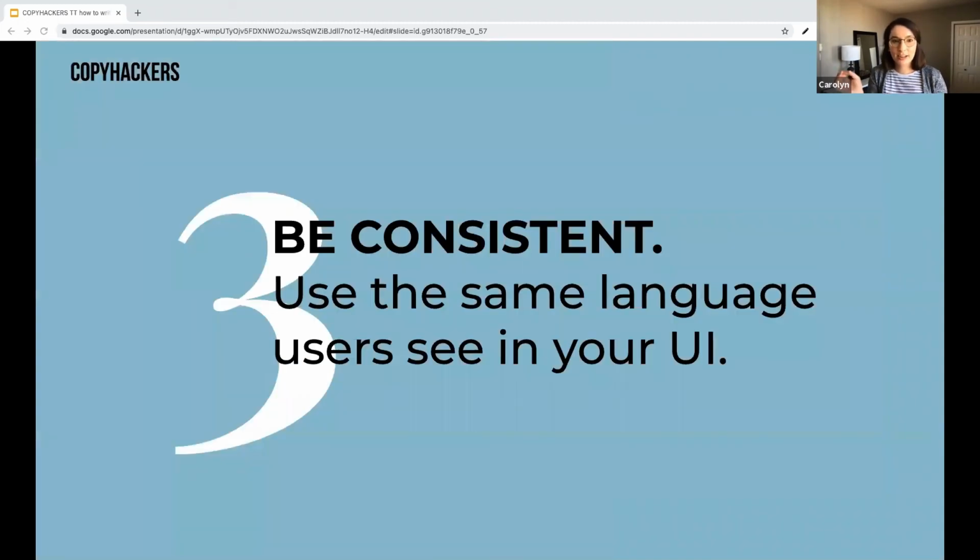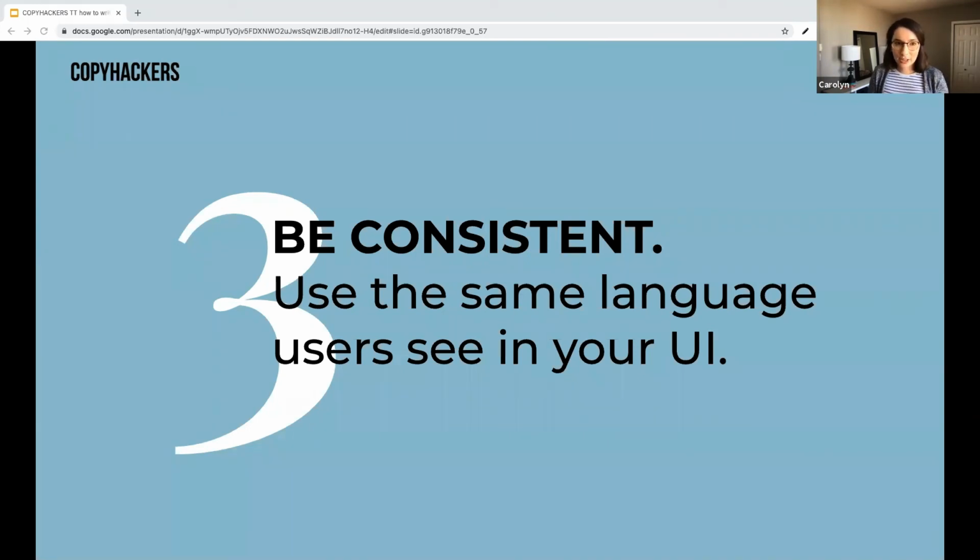The third tip here is to be consistent. So use the same language your users see in your UI. So if the dashboard calls the product subscription a membership, don't call it a subscription in your tour. Keeping your language consistent helps you avoid creating unnecessary confusion that'll increase the friction during the user's first use, as well as any further uses after that.